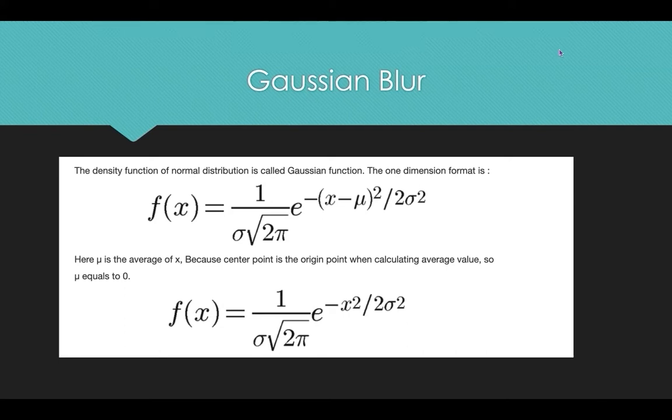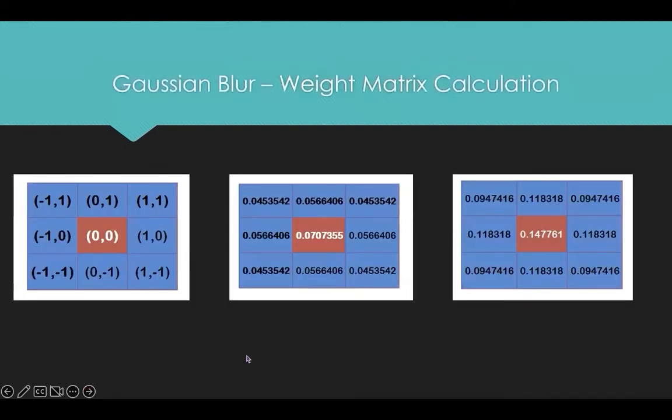So consider the value of mu to be equal to 0. Hence, we get the following modified expression as you can see on the screen. This was a brief about the density function used in the Gaussian blur algorithm. Now let's move on. You can see 3 images on the screen. I will now briefly explain the weight matrix calculation for the Gaussian blur algorithm.